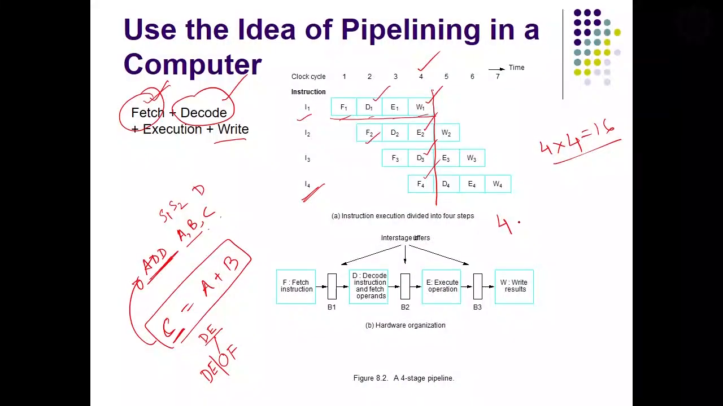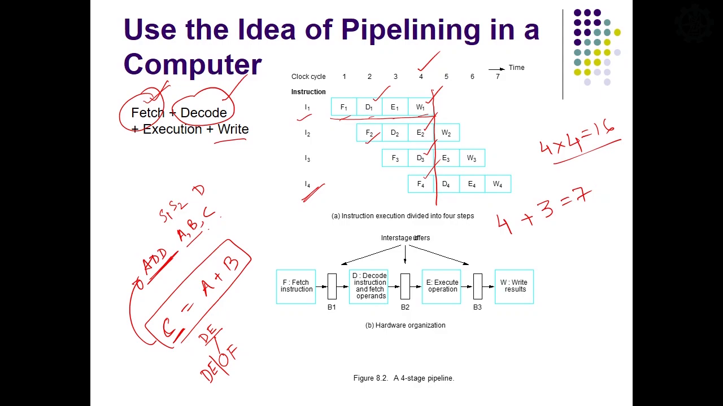So, therefore, if you do not use the pipeline, how many clock cycles will be required? For each instruction it needs 4, and there are 4 instructions. So, it will take 16 cycles. Instead of that, for the first instruction it will take the number of stages, that is 4, and then 1 is already gone, then 3. So, it will take 7 cycles.